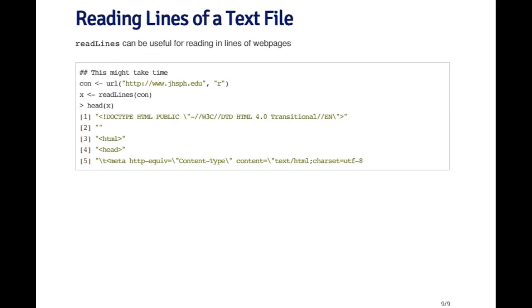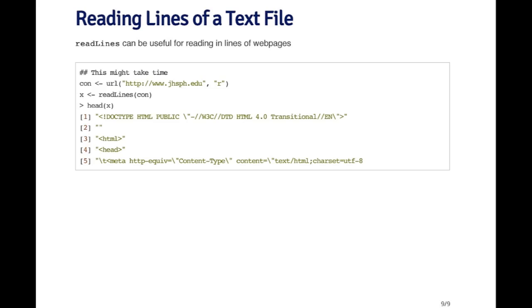You can also use readLines to read elements from a web page. For example, you can use the url function to create a connection to a website. This website here is the Johns Hopkins School of Public Health website. I'm going to open a connection there for reading, and then I'm going to read lines from this connection. The lines of text that come from the connection are going to be stored in this character vector x. When I look at the first couple lines from x, you can see that it looks like HTML, which is kind of what you would expect.